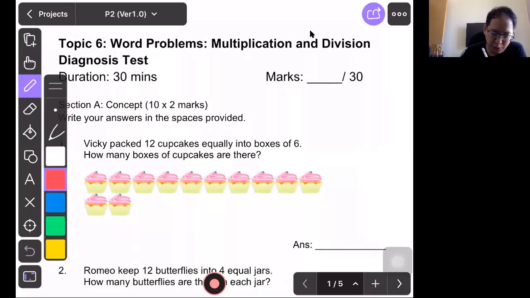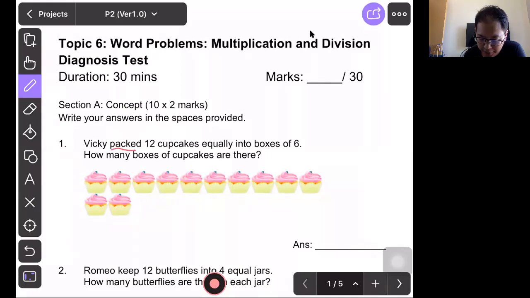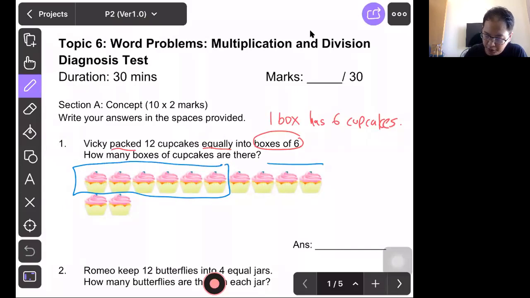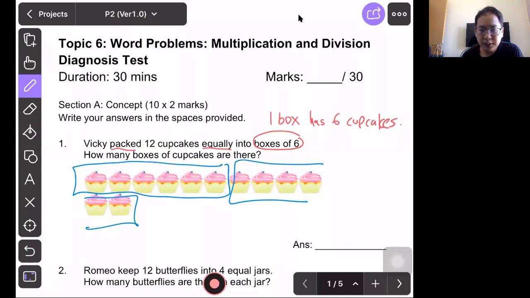Let's do the question. First, he says he packed them equally into boxes of 6. What is the meaning of boxes of 6? Boxes of 6 is not referring to 6 boxes. It is referring to one box having 6 cupcakes. So you put 6 cupcakes into one box, then put another 6 cupcakes into one box. So how many boxes? 1, 2. 2 boxes. You get the answer?